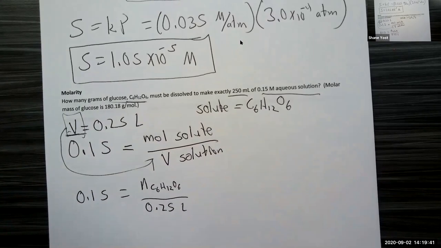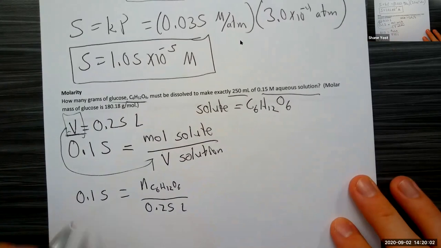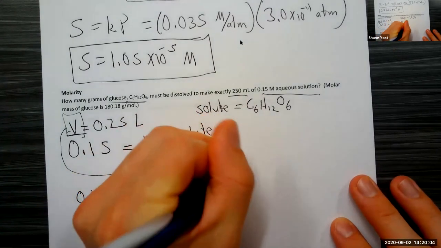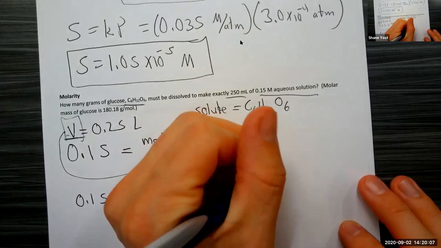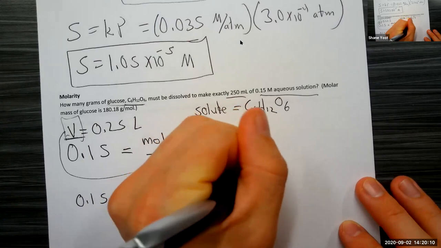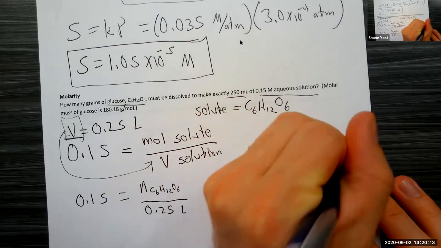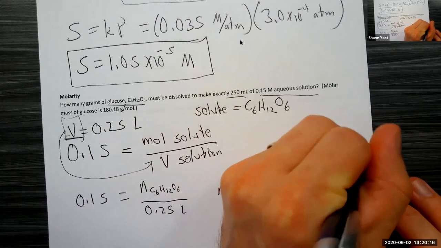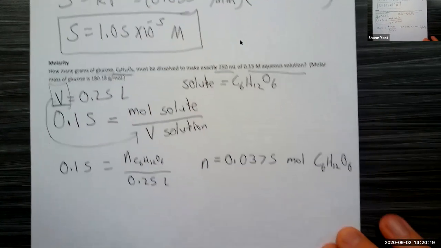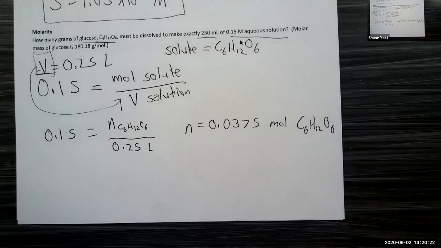Again, keep in mind why I converted my volume to liters: molarity is defined in terms of liters, not milliliters, so you need to make sure your volume is in liters when plugging in. Just like molality is in kilograms, so you need to make sure the masses are in kilograms of your solvent. So I plug that in, multiply over, and we get the number of moles equal to 0.0375 moles of C6H12O6. Those are the moles of my solute.